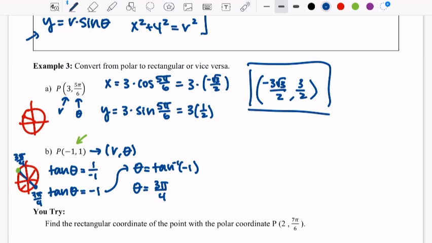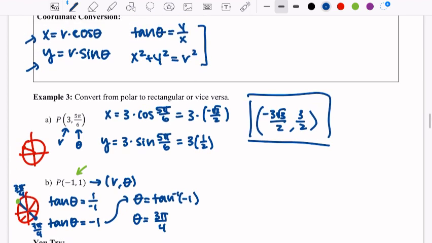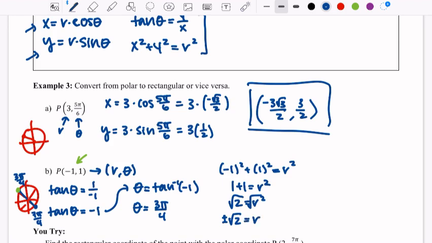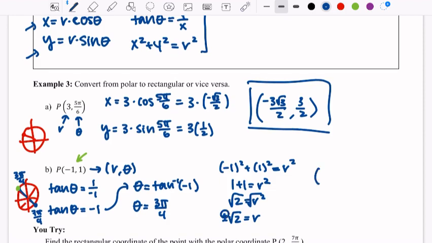The next thing that we need for our polar coordinate is r. I think we're going to use x squared plus y squared equals r squared. So negative 1 squared plus 1 squared equals r squared. So 1 plus 1 equals r squared, that's 2 equals r squared. Taking the square root of both sides, we get plus or minus the square root of 2. Here we need to make a decision: do we want positive or negative? I'm thinking that we want positive because we're going in that direction. So I'm going to have the square root of 2 and then 3 pi over 4.